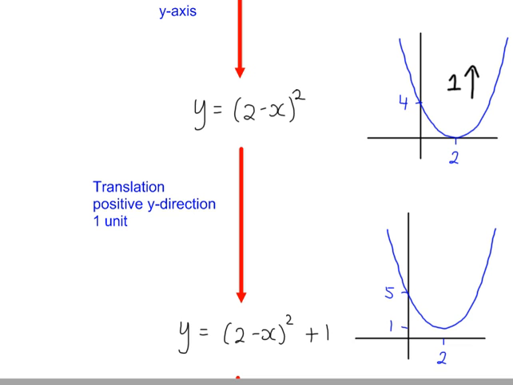And then if we move the graph up by 1 unit, so a translation in the positive y direction by 1 unit, you add 1 to the previous equation, like this, and here's the new graph. X coordinates are unchanged. Y coordinates, the 4 and the 0, you add 1 to each one, so you end up with 5 and 1.